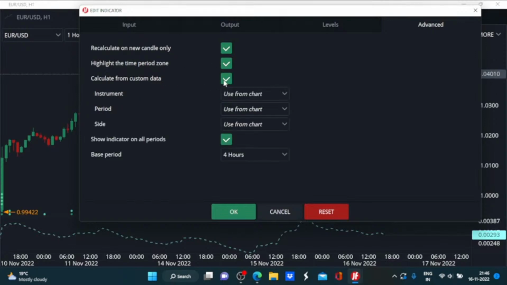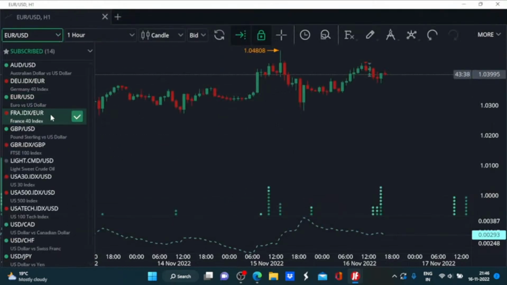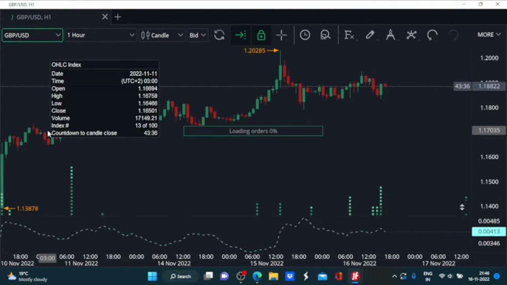The calculation can be customized further. You can go for the instrument which can be utilized from the chart. You can go for any instrument from the chart, EUR/USD or any instrument, whatever is on the chart. For that instrument, we will have this ATR calculated. So it is pretty simple.